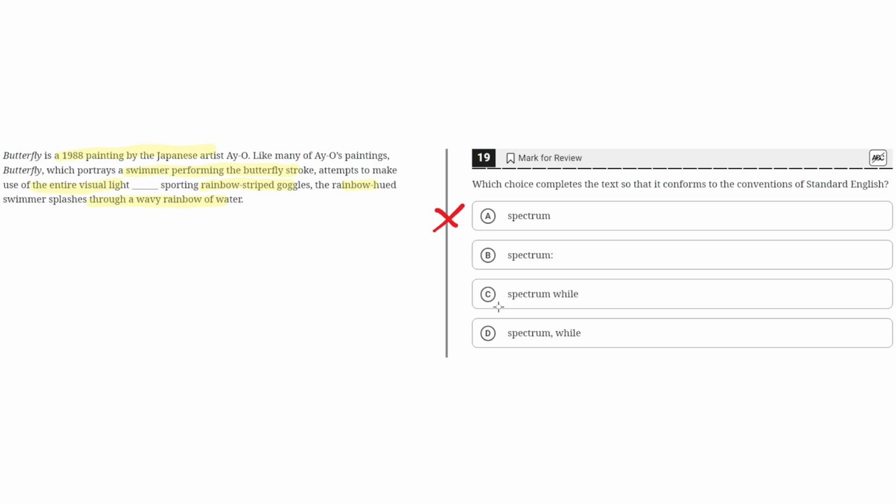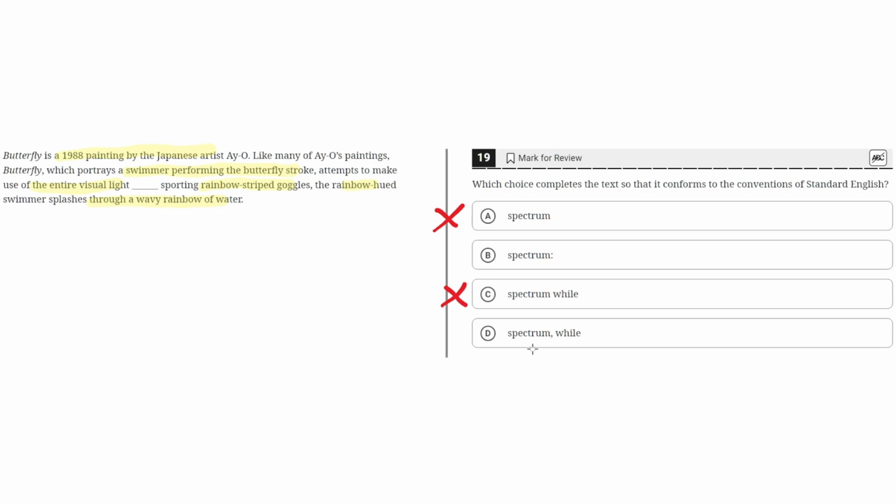C. Spectrum, while. This is incorrect because the use of the while without any punctuation would result in a run-on sentence where there are two independent clauses, but there's no punctuation to connect those clauses. Furthermore, the use of the while doesn't properly highlight how the second part of this sentence is an elaboration on what was said earlier. So because of this, C is incorrect.